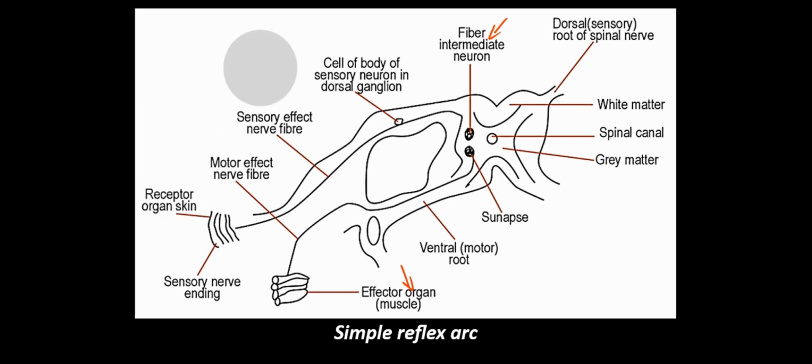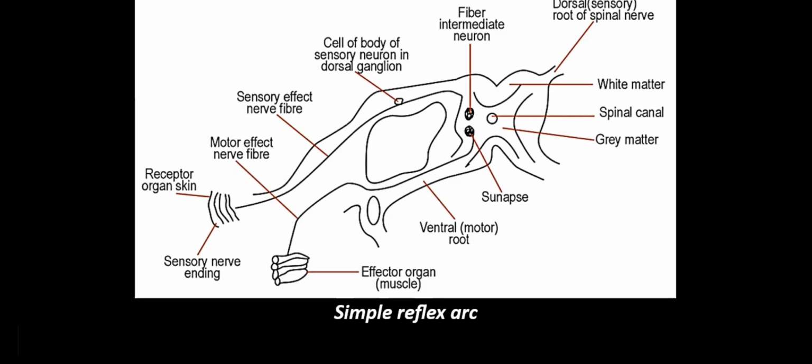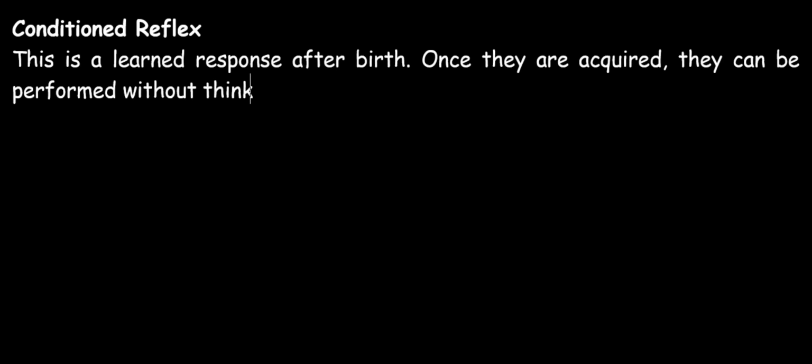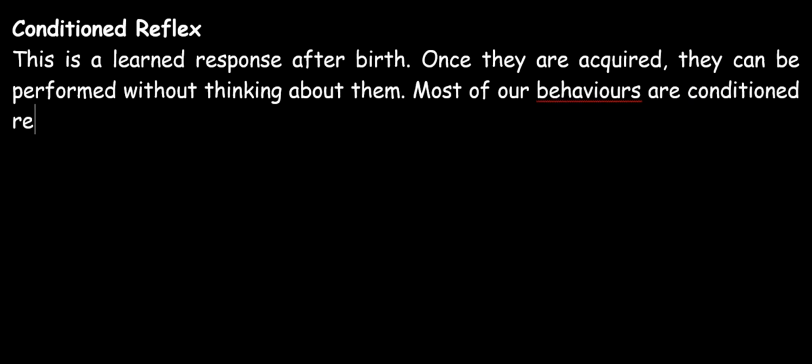Having looked at the simple reflex arc, now we are going to be going to the next subheading, which is the conditioned reflex. What are conditioned reflexes? A conditioned reflex is a learned response after birth, and once these reflexes are acquired, they can be performed without thinking about them. These are reflexes we perform without thinking about them. Most of our behaviors are conditioned reflexes. That is, we do them without even having to think about them.